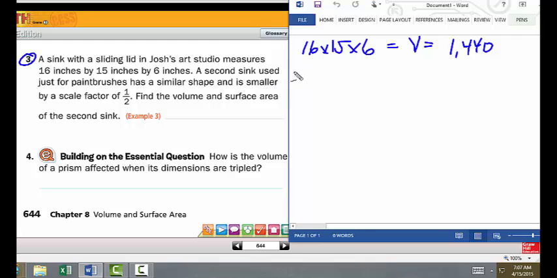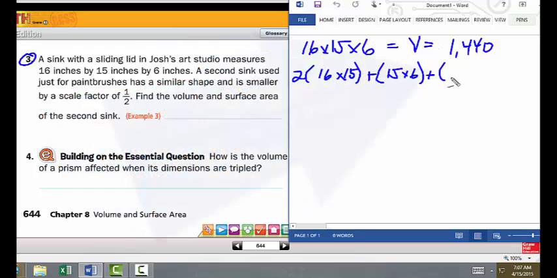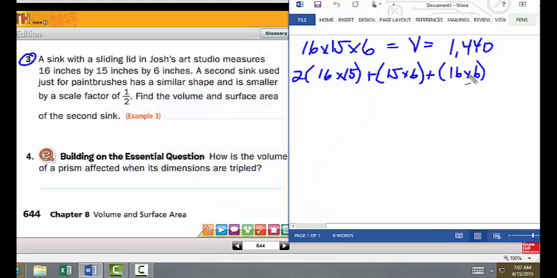Now, because it's a sink, we have two surface areas that are 16 by 15, plus one that's 15 by 6, and another one that's 16 by 6. So if you calculate those surface areas, we have a surface area of 852.